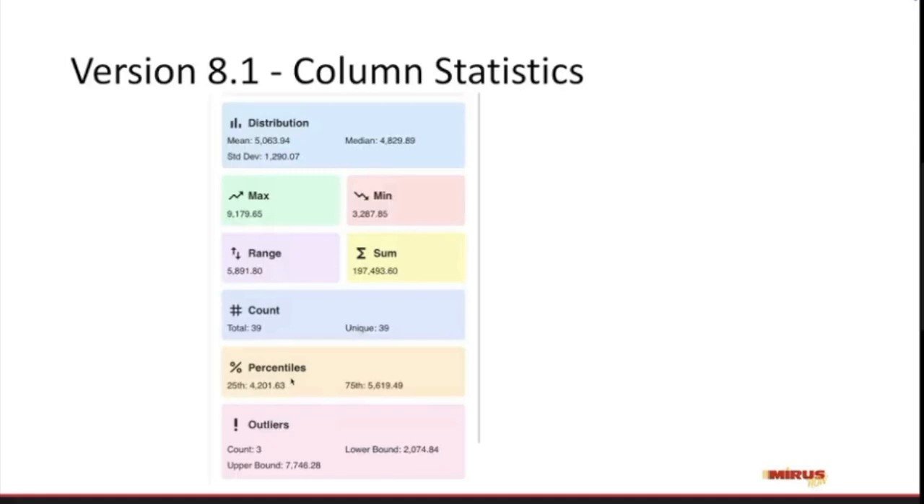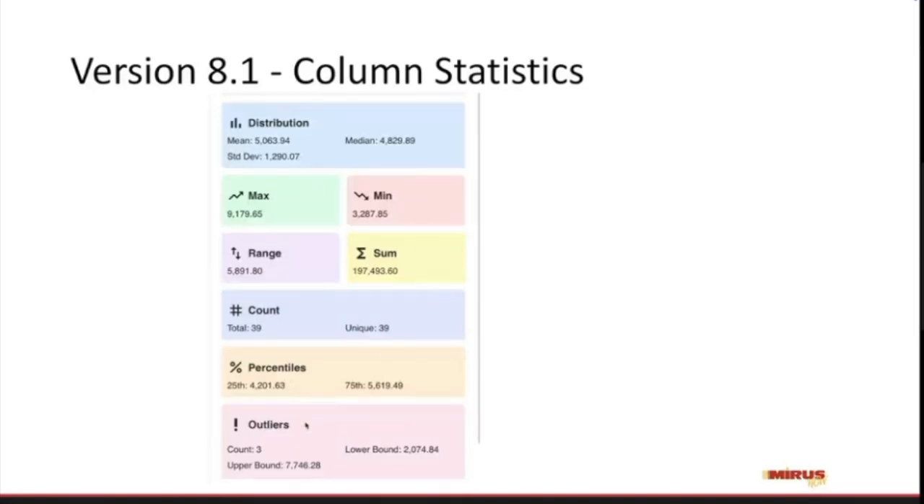Percentiles. These represent the values. So the 25th percentile represents the value below which 25% of the observations in the data set fall. And then the 75th percentile is the value below which 75% of the observations in the data set fall.